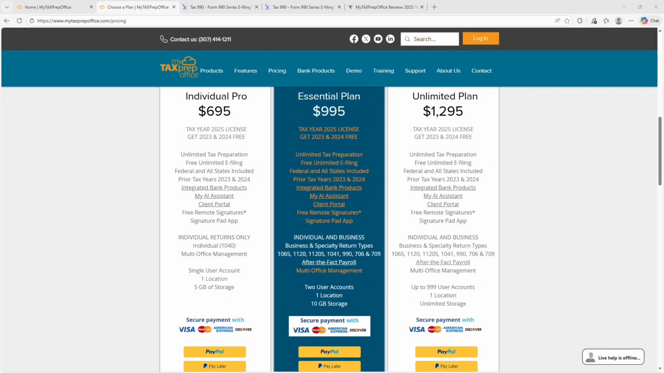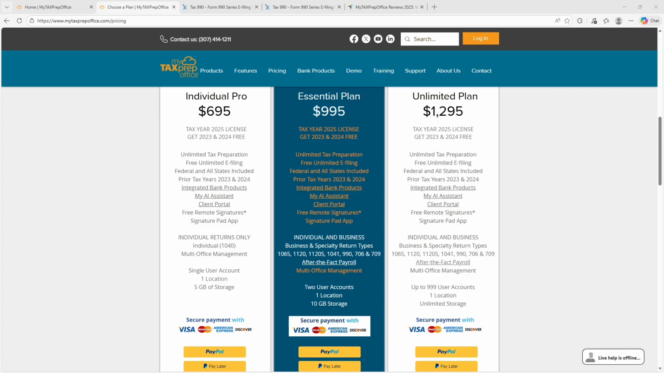Starting with pricing, MyTaxPrepOffice follows a fixed annual license model designed for professional tax preparers who want predictable costs and unlimited filing capacity. Pricing is tiered by plan, starting with the individual Pro plan at $695 per tax year, moving to the Essential plan at $995, and topping out with the Unlimited plan at $1,295. Each tier increases in price based on supported return types, number of user accounts, storage limits, and office locations.